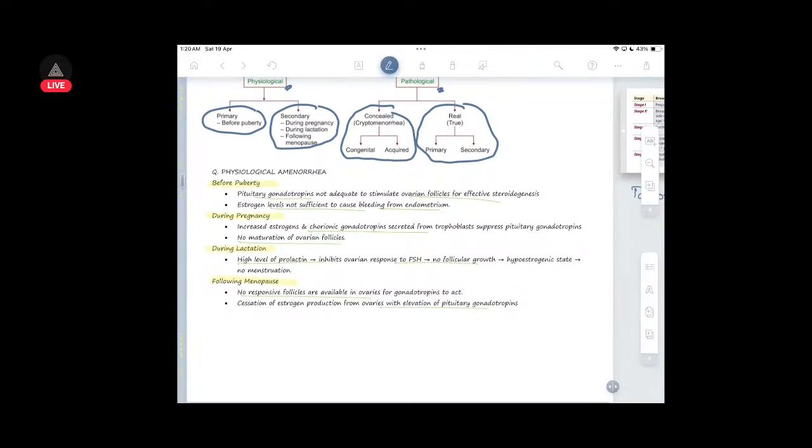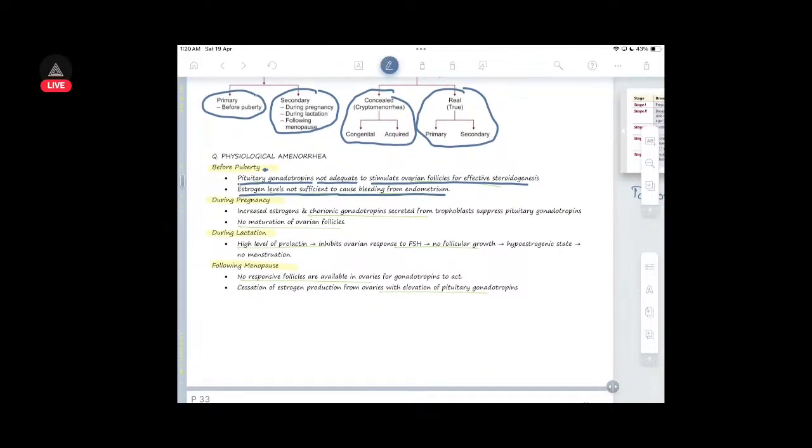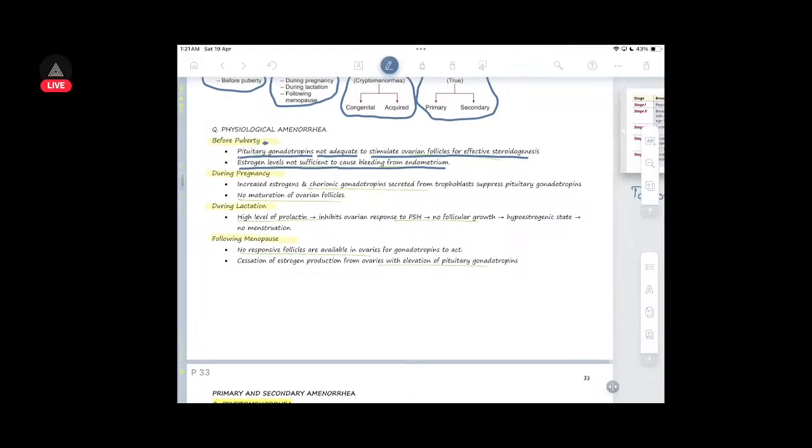This is physiological amenorrhea. Before puberty, the gonadotropins are not adequate to stimulate ovarian follicles for effective steroidogenesis. Estrogen levels will not be sufficient to cause bleeding from the endometrium. During pregnancy, there is increased estrogen and gonadotropin release from the trophoblast, which suppresses the pituitary gonadotropin, and no maturation of ovarian follicles will occur.